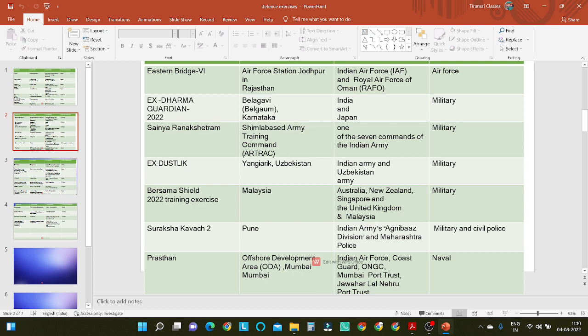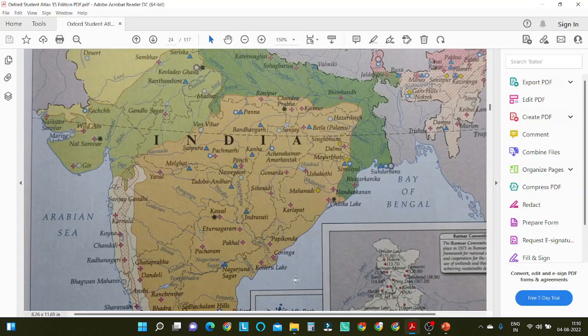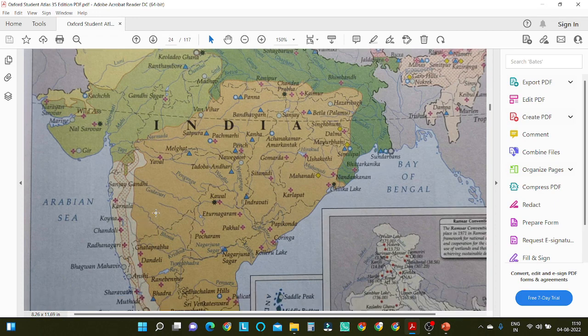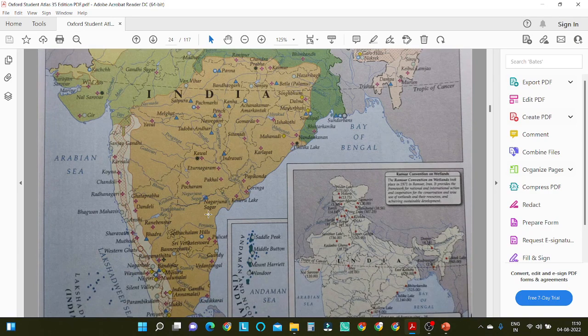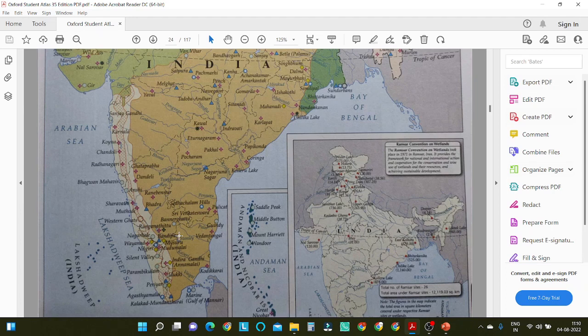This makes the Prasthan exercise very important to remember, because in this exercise the Air Force along with the Coast Guard is taking part, unlike the previous exercise where only a certain wing of defense is taking part, like military, Navy or Air Force, but in this both Air Force and Coast Guard are taking part. It is in the offshore development area of Mumbai. So it is also taking place on the coast of Maharashtra, which is Mumbai. For India we have many coasts like Sarkar Coast, Utkal Coast, Malabar Coast, Konkan Coast. So make a note of these coasts present in the borders of the Indian maritime boundary.